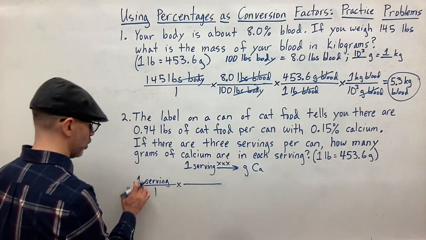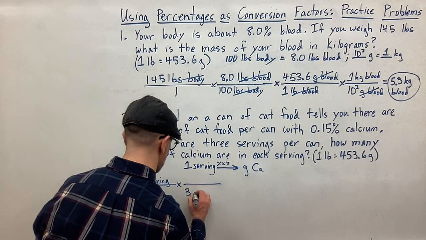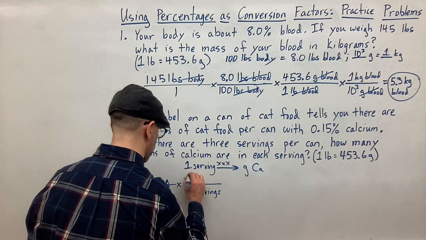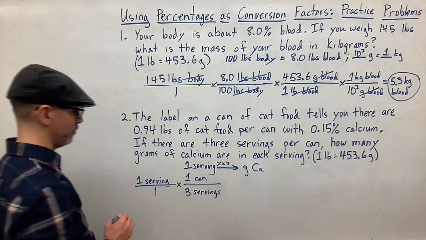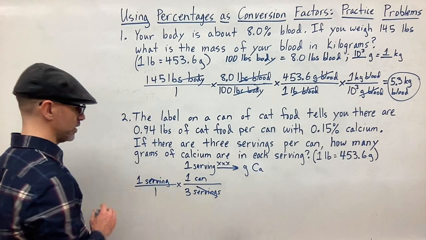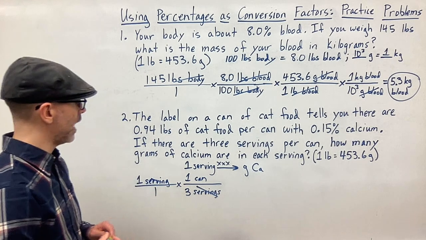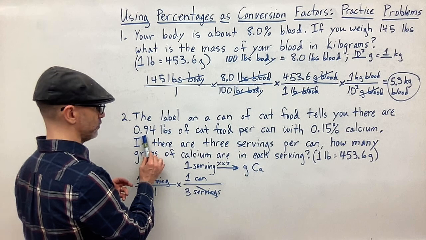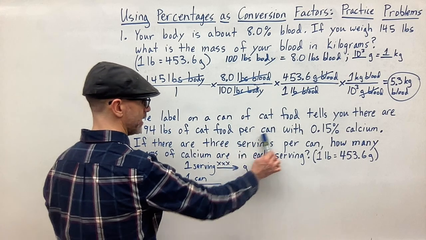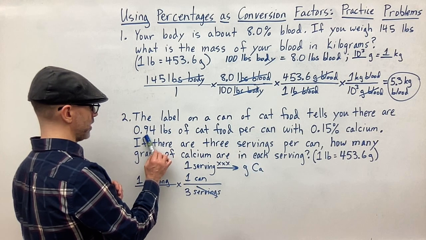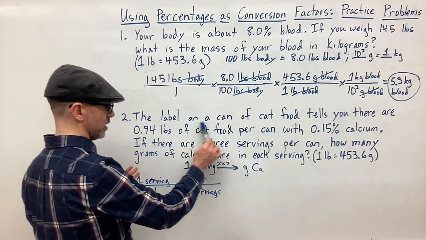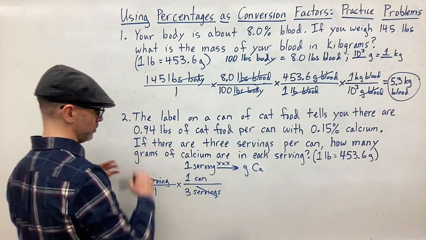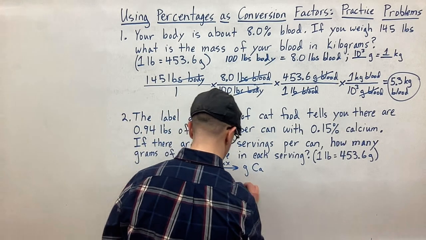So I have serving on top. So I'm going to put 3 servings on the bottom and 1 can of cat food on top. So servings cancel out. Now I have cans. So now I can use that to convert cans into pounds of cat food because I know that 1 can of cat food is 0.94 pounds of cat food in the can. So I can convert cans into pounds. So let's go ahead and do that.